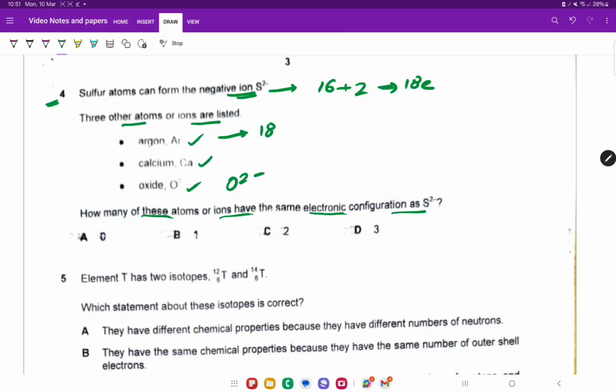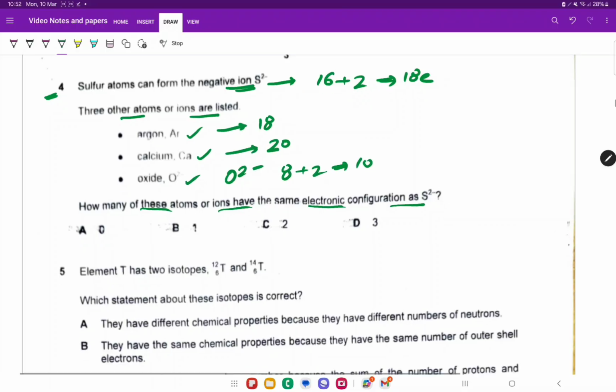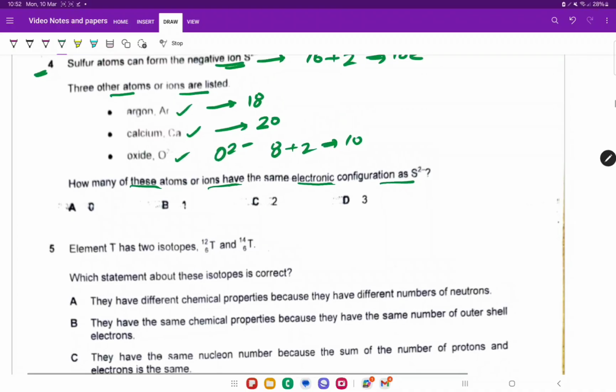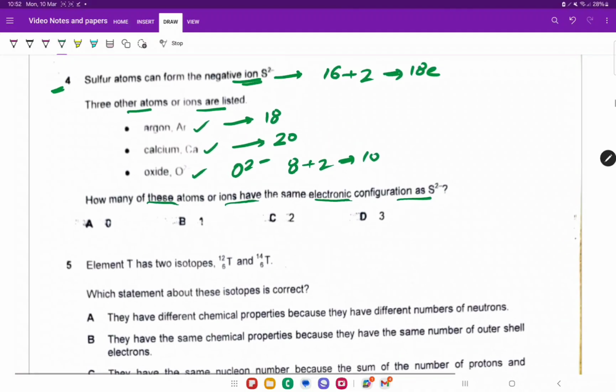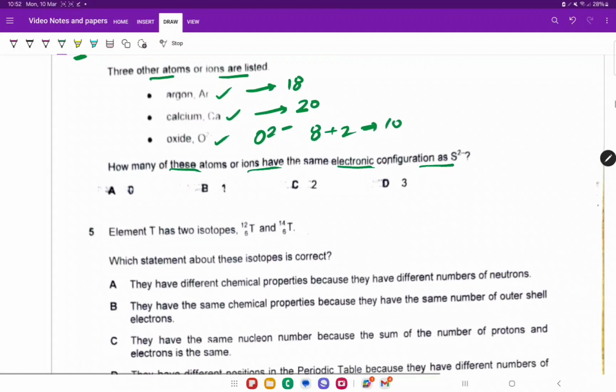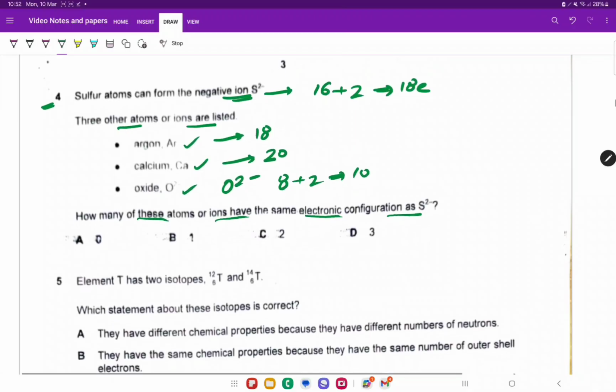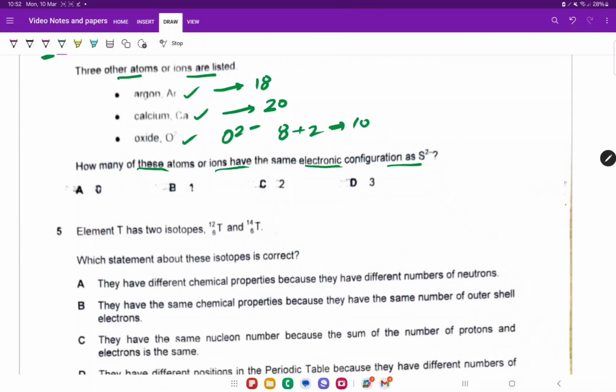Argon has 18 electrons, yes. Calcium has atomic number 20, so 20 electrons, no. Oxide has 8 plus 2 equals 10 electrons. So what's the answer for this? The answer is argon, which is 1. It means only one atom or ion has the same number of electrons as sulfide, and the answer is B, which is 1.